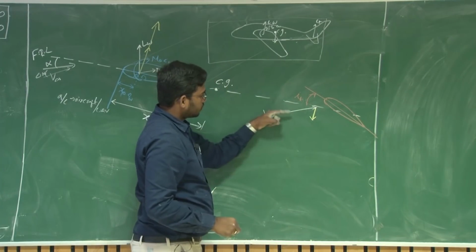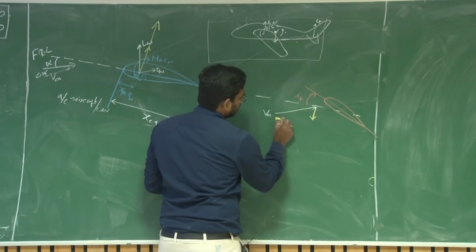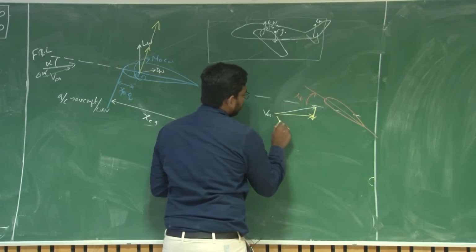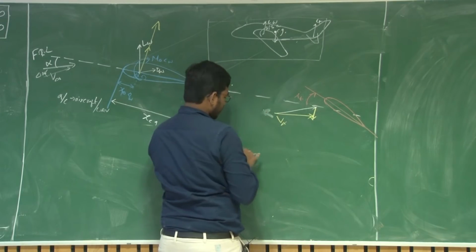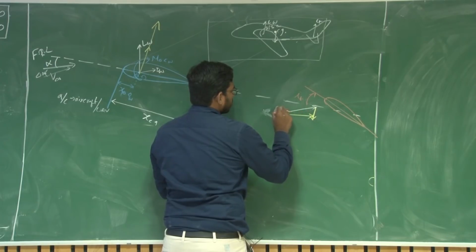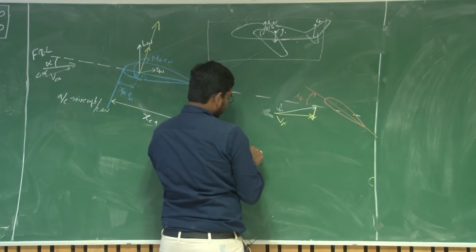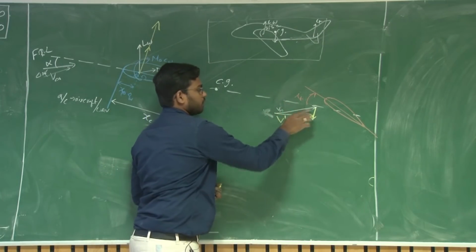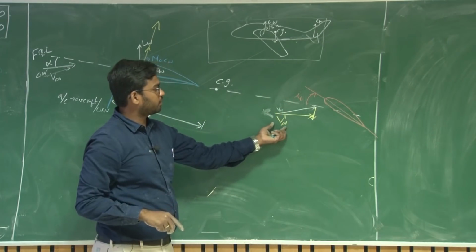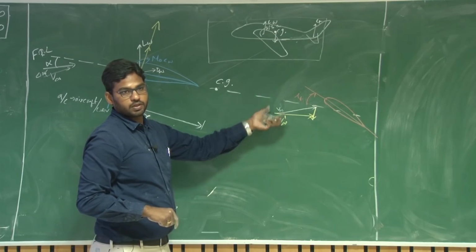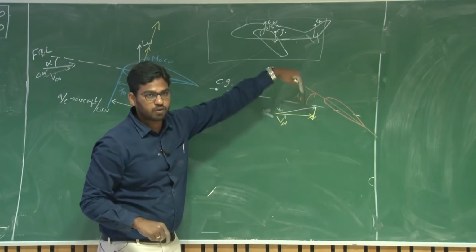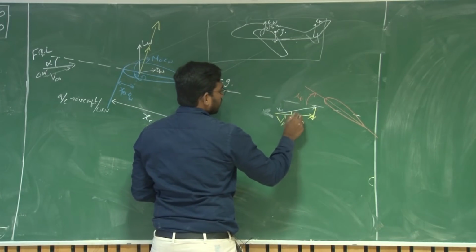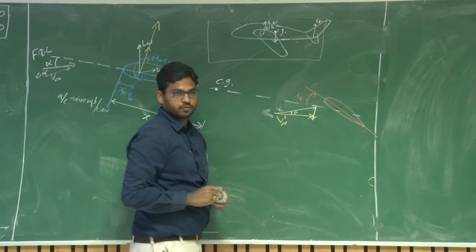So the resultant vector will be, so this will be the resultant vector V. So V infinity prime is the actual velocity here. So the resultant velocity vector at this tail is, so V infinity is the actual flight velocity and V infinity prime is the resultant velocity at the tail because of its downwash. So the angle induced by this downwash is epsilon.